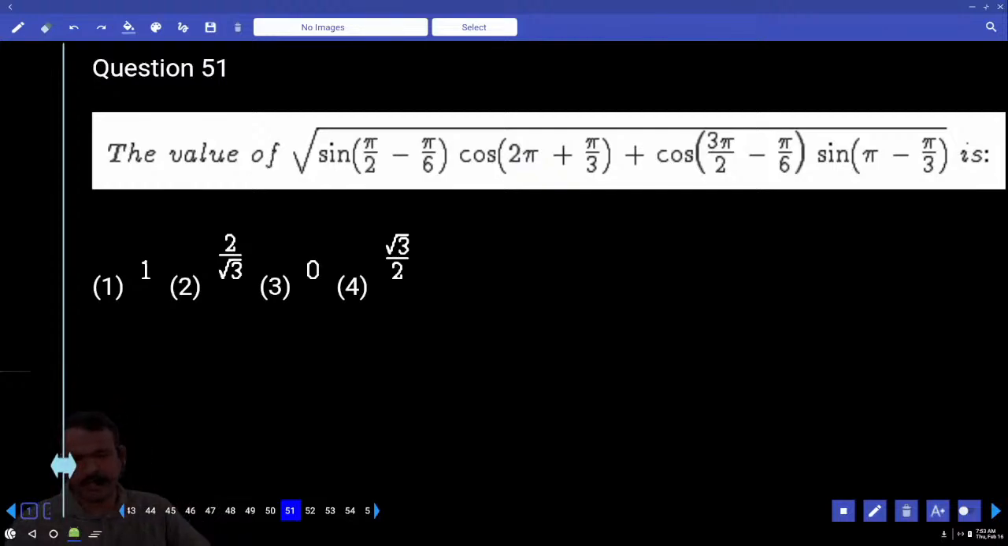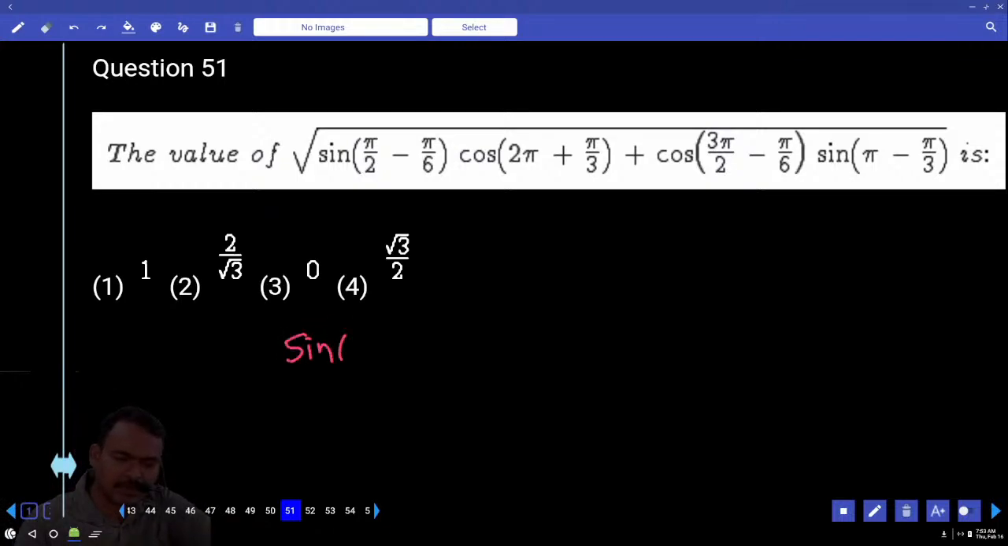Question number 51. Square root of sine of 5π/2 minus 5π/6. 5π/2 means 90, 5π/6 means 30. 90 minus 30 is 60, which means sine of 60. What is the first one?